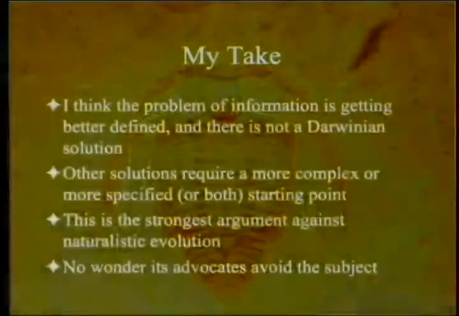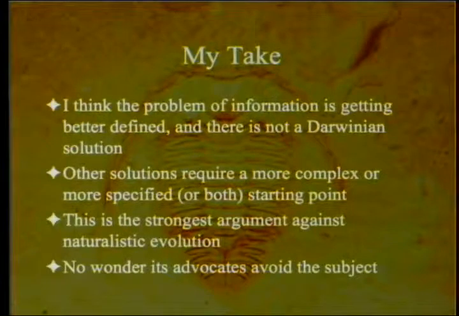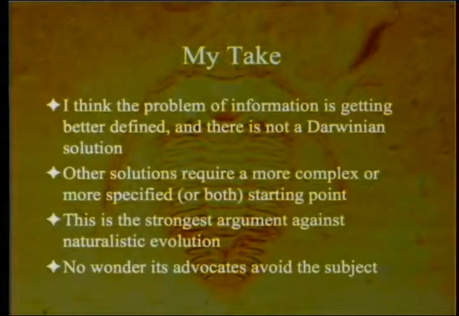I think the problem of information is getting better defined. I think there is not a Darwinian solution. I think that other solutions, such as James Shapiro's way of saying maybe life designs itself, either requires a more complex or more specified, or both, starting point. In other words, now you have to have genes that will tell the organism how and when to mutate. So the program gets more complicated for the initial organism. And I think this is the strongest argument against naturalistic evolution that we have. And I think it's really no wonder that its advocates avoid the subject, which is actually going to come out in the next section that we deal with.